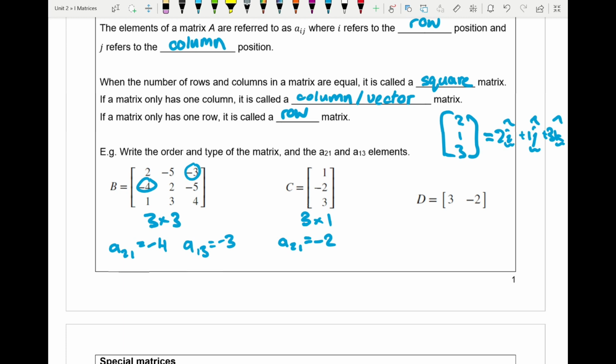And then for part D, we've got that is 1 row by 2 columns. So that's a 1x2 matrix. And in fact, neither of the elements can be found. So there is no A21 element or A13 element for matrix D right there.